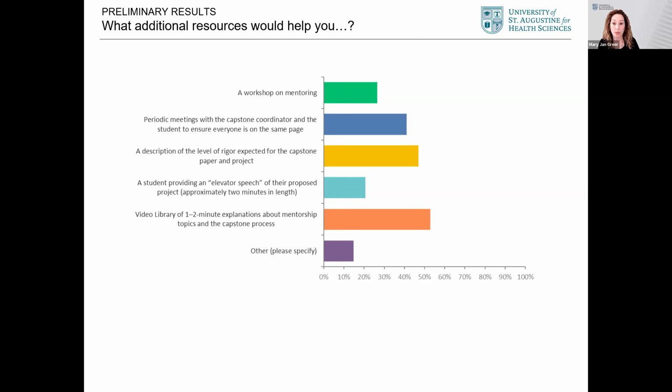And other resources the participants express would be helpful include periodic meetings with both the DCC and the student to ensure everyone's on the same page, and even a mentoring workshop. The response that was written in is that our mentor agreement form doesn't have enough detail or guidance for the mentor about the capstone process.